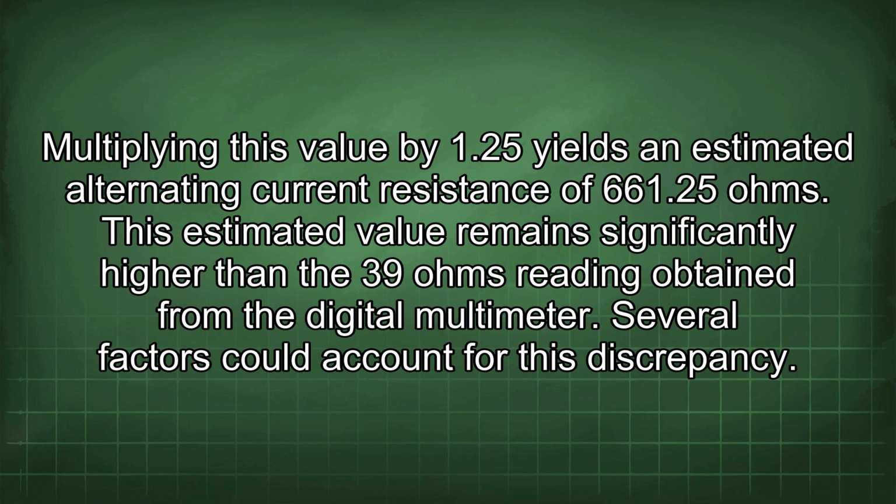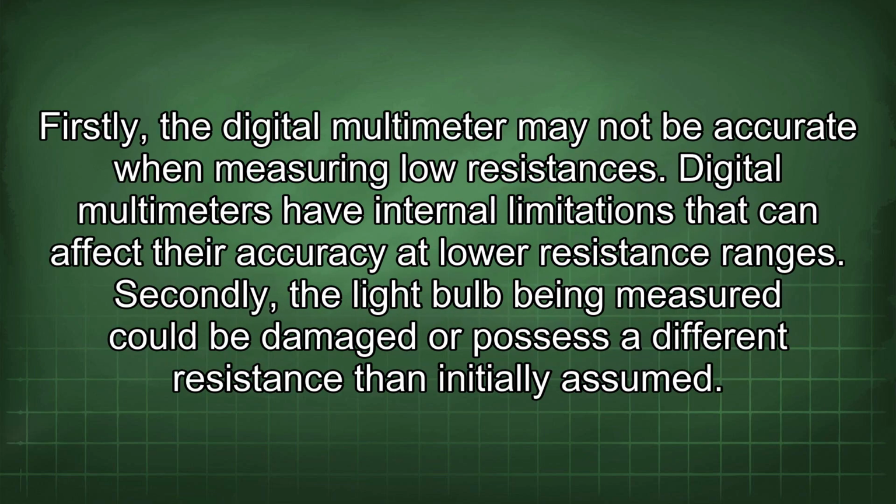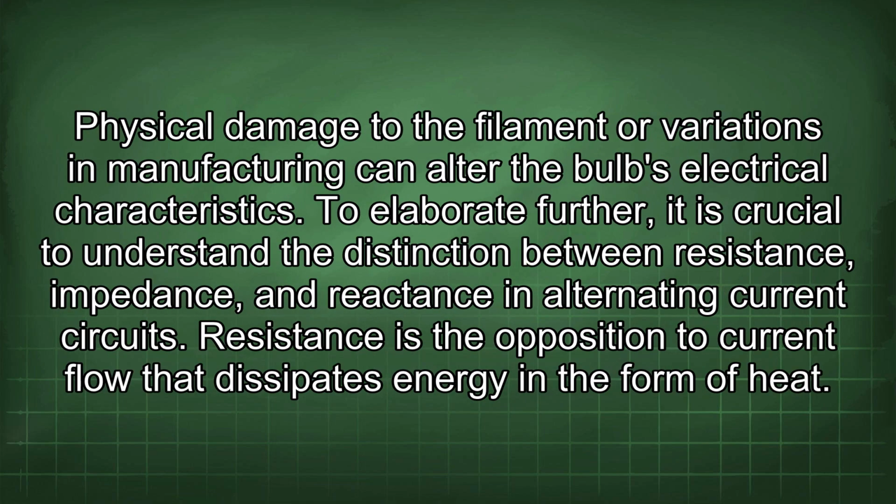This estimated value remains significantly higher than the 39 ohms reading obtained from the digital multimeter. Several factors could account for this discrepancy. Firstly, the digital multimeter may not be accurate when measuring low resistances. Digital multimeters have internal limitations that can affect their accuracy at lower resistance ranges. Secondly, the light bulb being measured could be damaged or possess a different resistance than initially assumed. Physical damage to the filament or variations in manufacturing can alter the bulb's electrical characteristics.